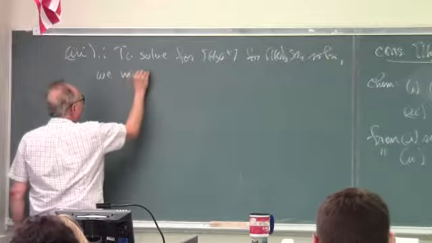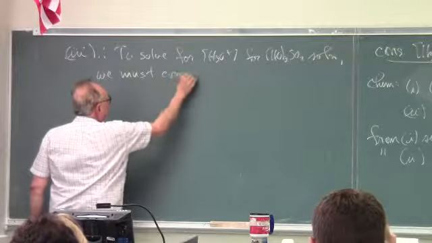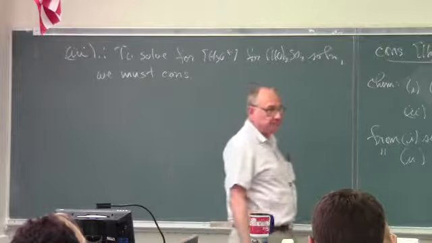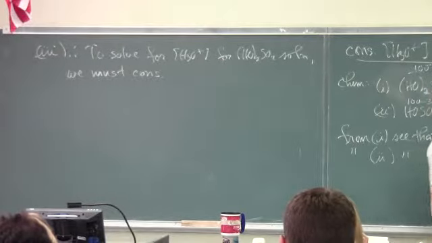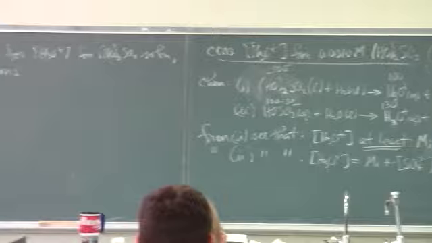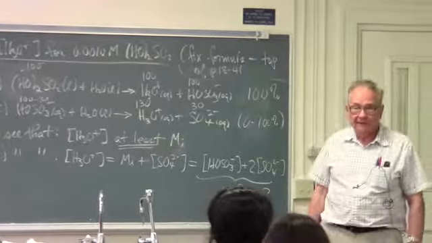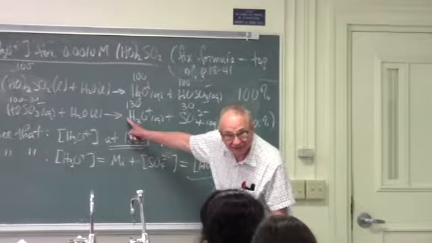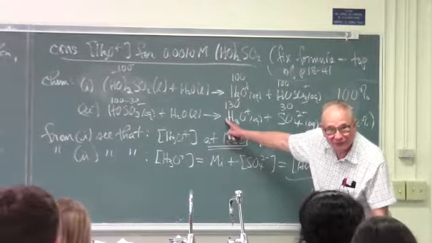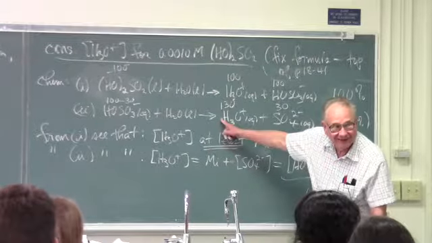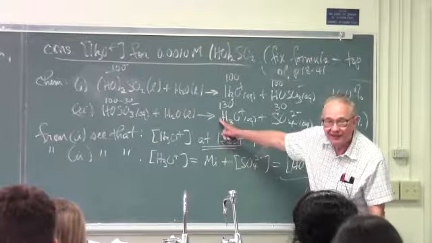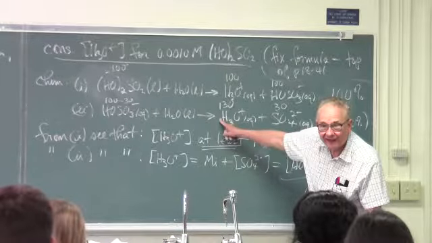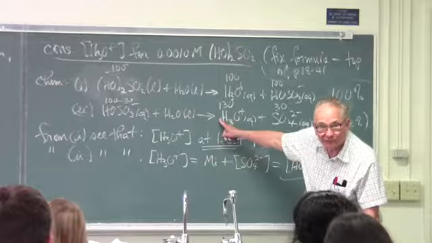we must consider, or what? What do we got to consider? That's a given. Ionization extent. And how do we get at ionization extent? We got to pay attention to this reaction, don't we? So what we got to consider is the equilibrium constant expression that corresponds to what? Ka for HOSO3 minus, don't we?